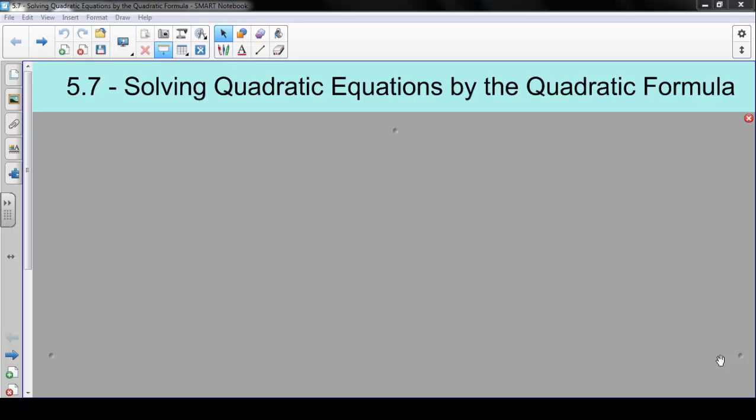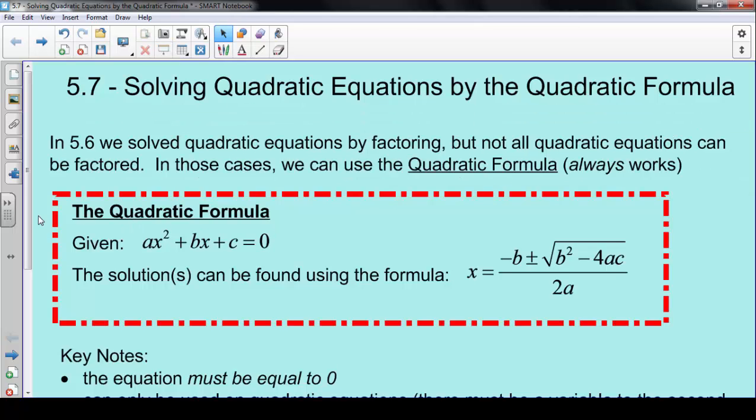Section 5.7, Solving Quadratic Equations by the Quadratic Formula. So in the last section we started solving quadratic equations by factoring, but as we learned with factoring, you can't always factor a polynomial. So in those cases, as long as you have a quadratic equation, so you've got an exponent squared and that's your highest exponent, we can use this quadratic formula. And this always works. So even in those cases when factoring did not, this always works.